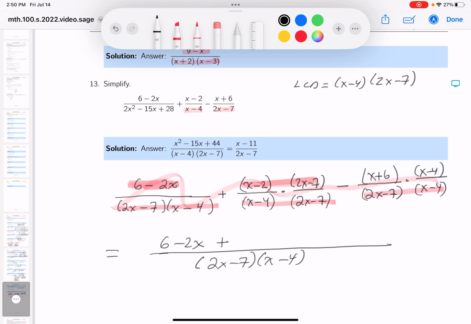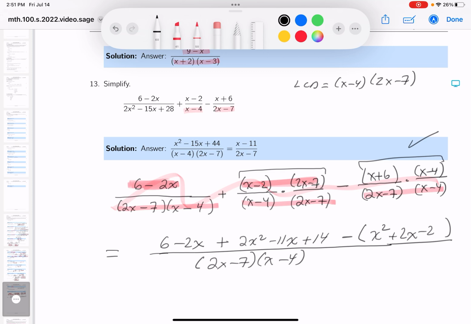And what do you get there? Well, you get 2x squared. Then you're going to get minus 7 minus 4, which is minus 11x, and then you get plus 14. It's the subtraction that's difficult. I'm going to put that in parentheses, or a grouping symbol. What do you get there? x squared. Minus 4 plus 6 is plus 2x, and then you get minus 24.